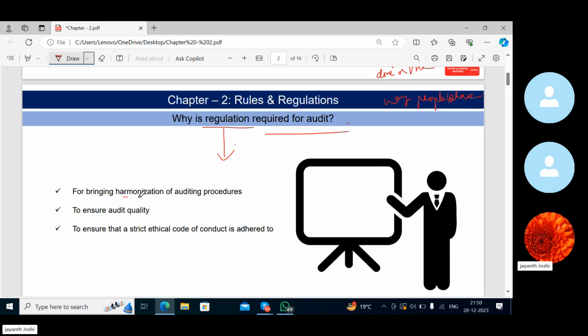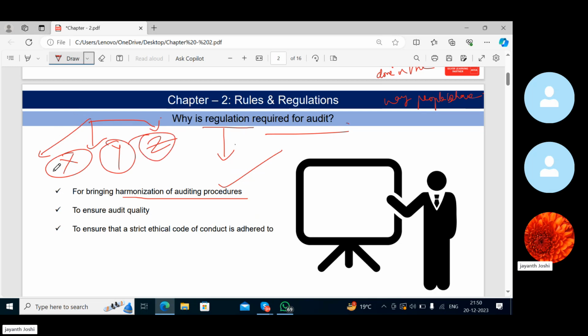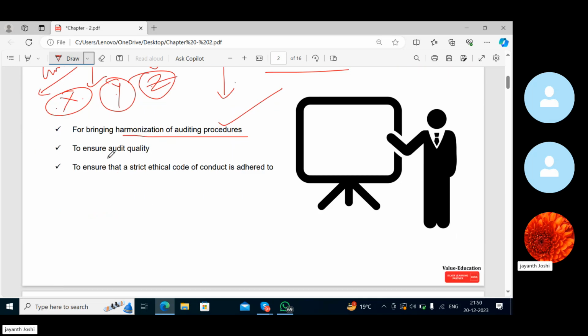So for bringing harmonization of auditing procedures, company X, company Y and company Z are all regulated by the government. That means rules are made for all these companies by the government, and it is common for all of them. But company X can have its own set of rules which only X follows, and there's no need for Y or Z to follow. But if the government makes them, every company has to follow. To ensure audit quality, because there is a regulation, the government will set certain guidelines and ask the companies to maintain the quality of the audit procedure or activity.